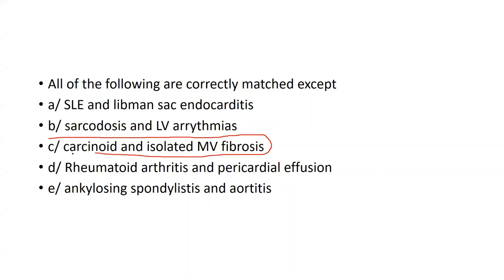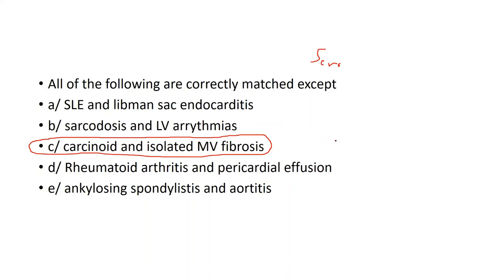So carcinoid affects the right side more, for an understandable reason, because it comes from the liver. We are talking about serotonin, which is fibrotic, and it induces fibrosis in the valve. So it affects the tricuspid and pulmonary valve, okay? And when the serotonin reaches the lung, it gets detoxified there. So the left side of the heart receives clean blood.